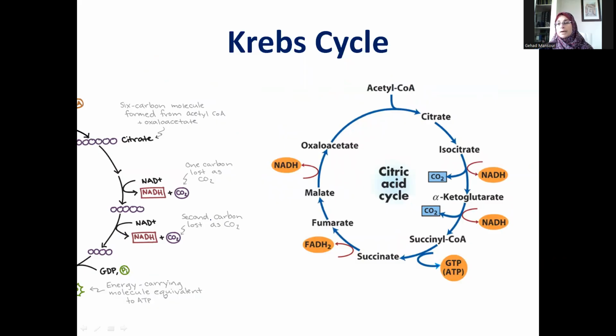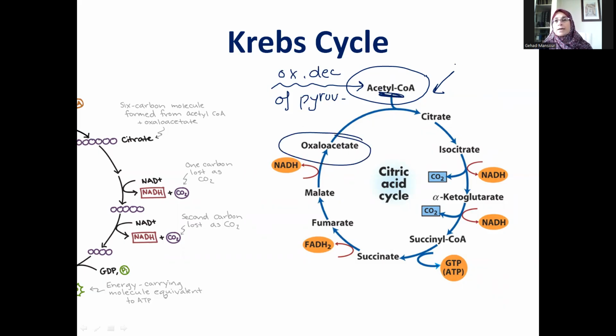And this is the citric acid cycle. This is the first reaction of the citric acid cycle. Acetyl-CoA from oxidative decarboxylation of pyruvic acid combines with oxaloacetic acid. So actually the beginning is here. This is reaction number 1. And then this is the first product.